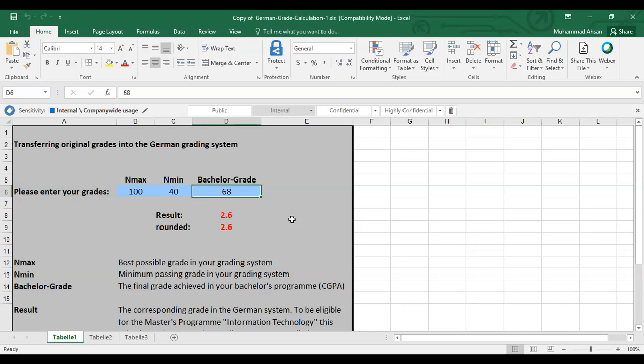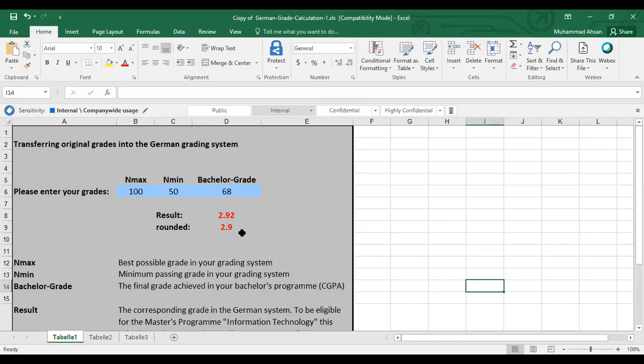The higher the score is from 2.5, the further you are from meeting the requirements. It has to be 2.5 or lower than 2.5 in the German grading system to be eligible for admission to a university, if the university requires 2.5. Now, I earlier mentioned that minimum passing marks is also important. So if you change the minimum passing marks from 40 to 50, you see that its impact has changed.